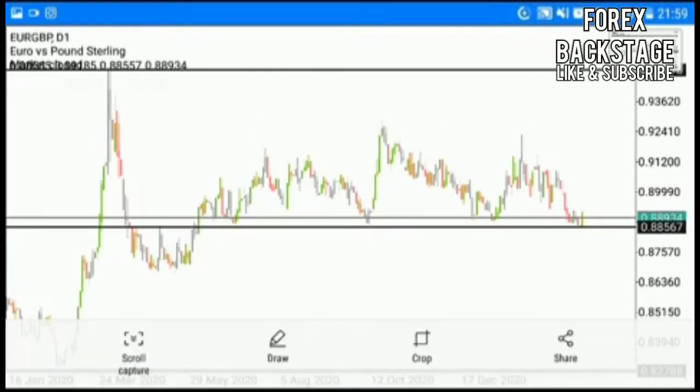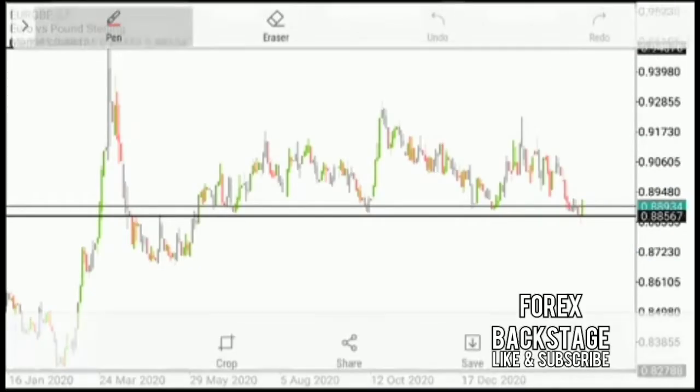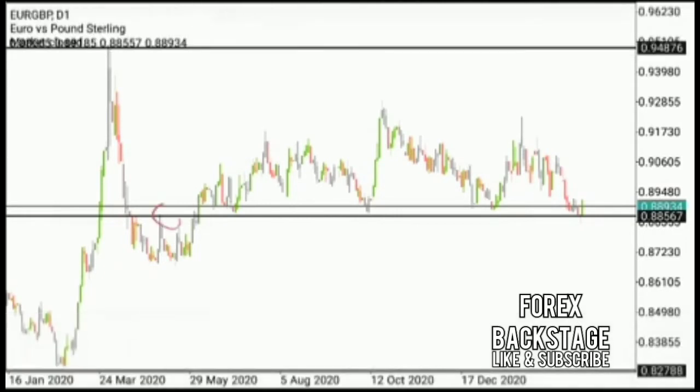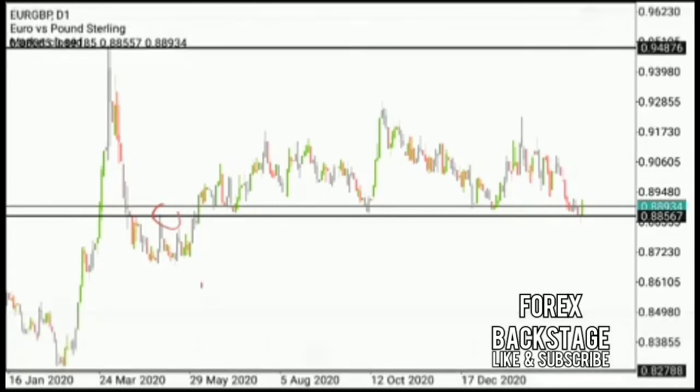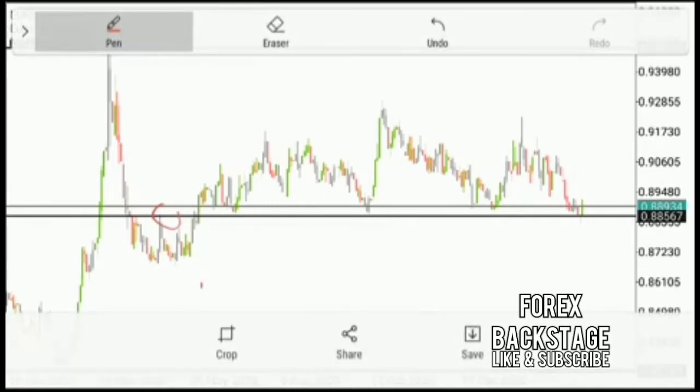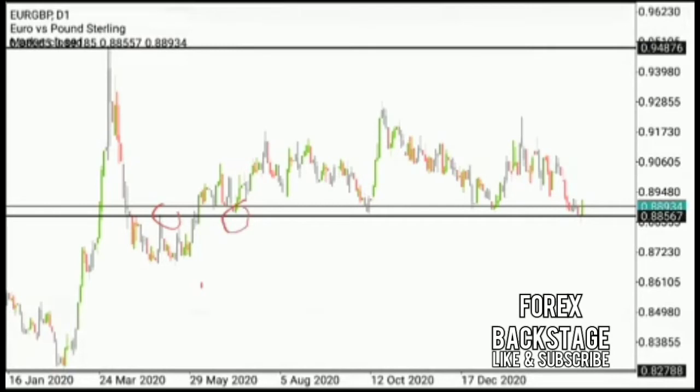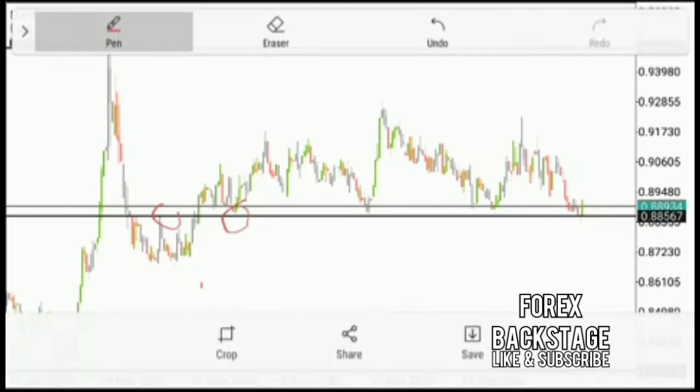Let me show you something. This is a strong zone. You see the rejection here, rejection 1 on a resistance. This is a resistance because the market was trading below this zone, and then the market broke, and then we have another rejection on the same zone. Now this zone is no longer a resistance, it is now a support.